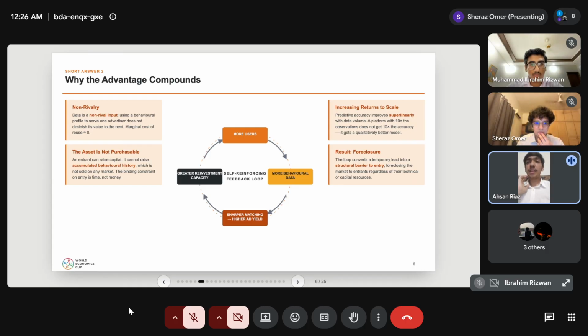Unlike a public good, this data is excludable. Since the platform controls access to it, it behaves as a proprietary asset that new entrants cannot acquire through capital alone, as the binding constraint is accumulated history rather than funding. Next slide.